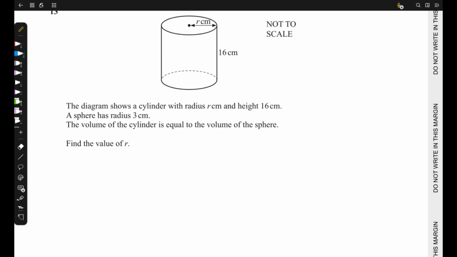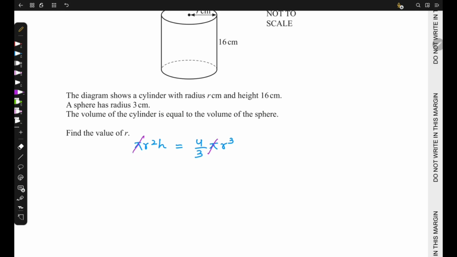Now the formula for the volume of a cylinder is pi r square h, and the formula for the volume of a sphere is 4 over 3 pi r cube. So we can cancel out these pi's, but we cannot cancel out r's, because this is the radius of the cylinder and this is the radius of the sphere. These two are different things, keep it in mind. Now the radius of the cylinder is unknown, so we will keep it as it is. Height is 16, 4 over 3, and the radius of the sphere is 3.